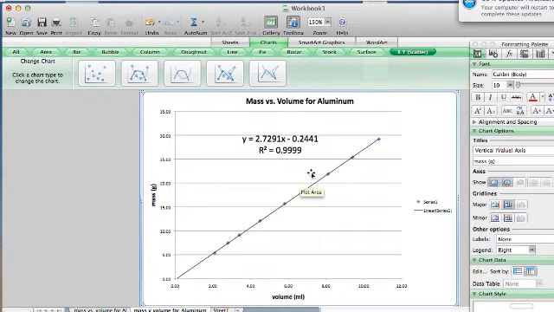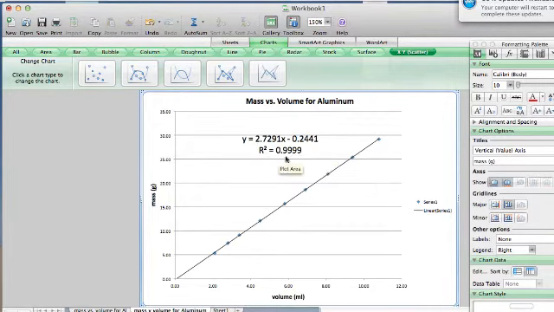The slope of the line is obtained by rise over run, or change in the y value over the change in the x value. Since my y value is mass, and my x value is volume, mass divided by volume is density, so the slope of this line is equal to density. So we see that we have a density value of 2.7291, which is actually pretty darn close to the actual density of aluminum, which is 2.7.